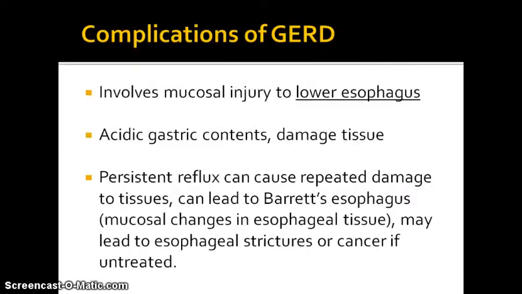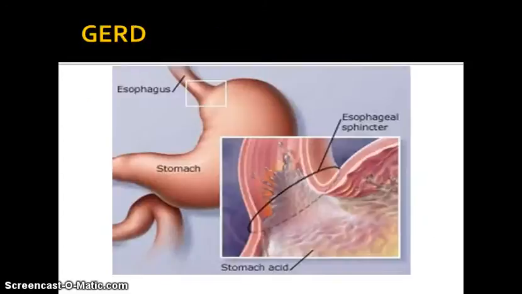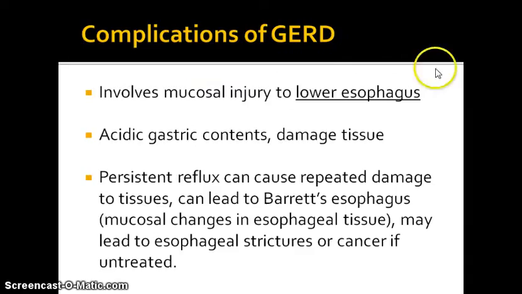The problem with GERD is that if we leave it untreated, remember the esophagus itself does not have mucus to protect itself from the acid of the stomach. So if that acid keeps coming back up into the lower esophagus, it's going to erode it away and cause damage. The persistent reflux causes damage over and over again, and it can lead to a condition called Barrett's esophagus.